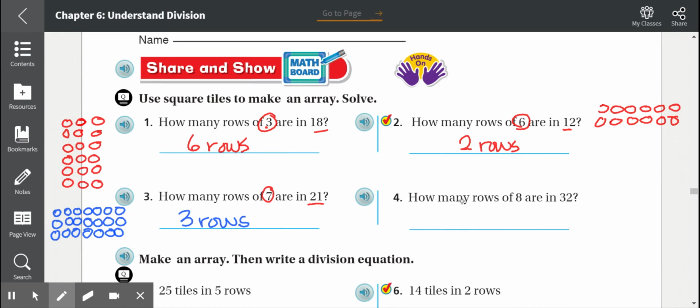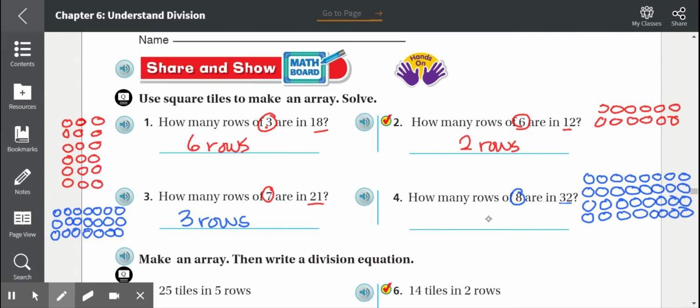Okay, this one. How many rows of 8 are in 32? So we're going to draw rows of 8. 1, 2, 3, 4, 5, 6, 7, 8. Now, when I make my next row, I want to try and line all of these circles up. That's going to make it easy for me to just keep counting. So that was 8. This one is 9, 10, 11, and so on up to 32. How many rows of 8 is that? 4 rows of 8.